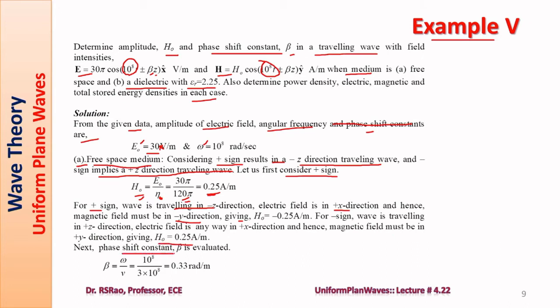Next, phase shift constant beta is to be evaluated. Beta is omega by V. Omega is available. V, as the medium is free space, is 3 into 10 power 8. So beta turns out to be 0.33 radians per meter.